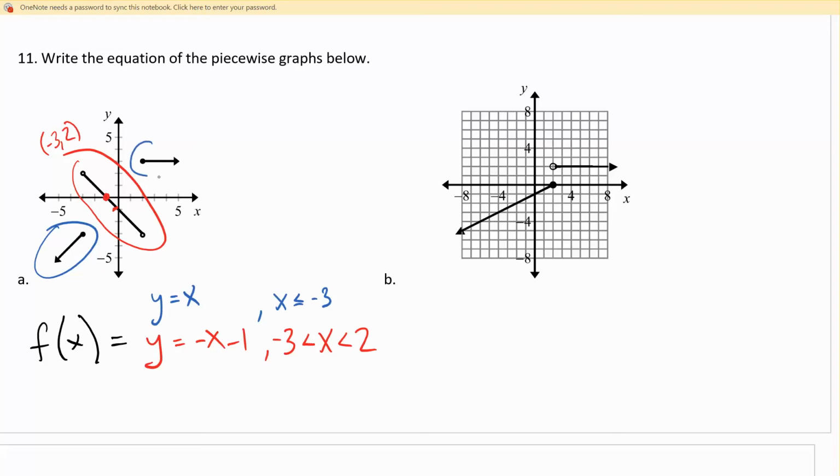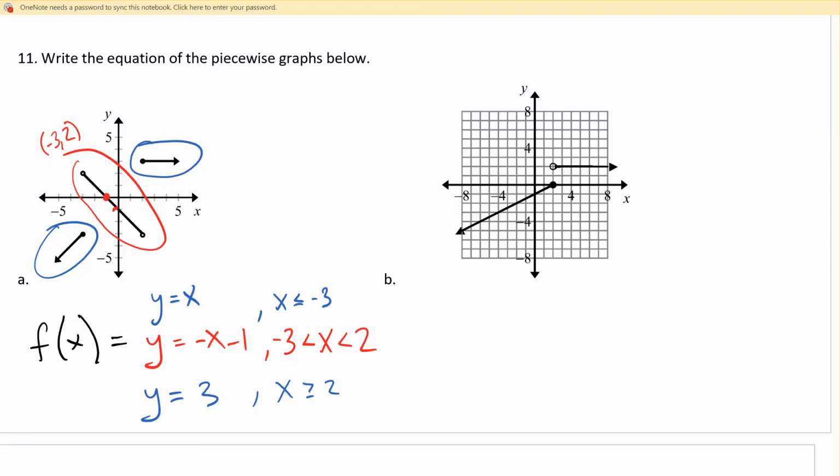Our next equation is for x values that are greater than or equal to 2, and that's just a horizontal line where all the y values are 3, so that's y equals 3 for x values that are greater than or equal to 2.